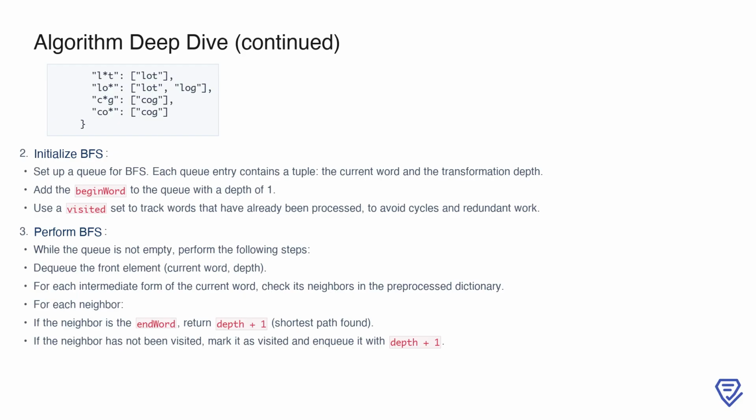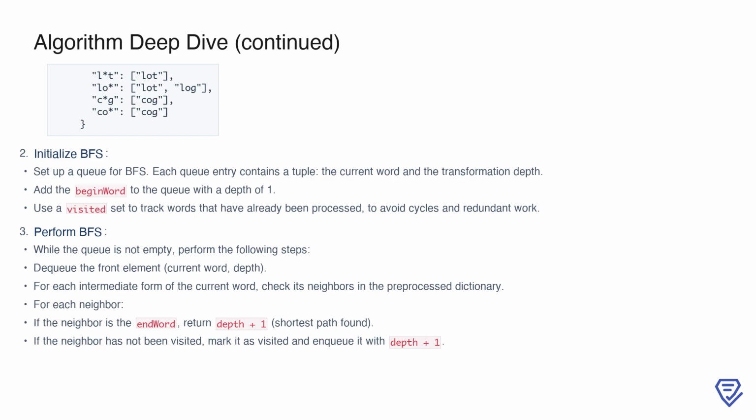Additionally, we maintain a visited set to track words that have already been processed. This prevents cycles in the graph and eliminates redundant work, ensuring that each word is visited only once. With these preparations in place, we proceed to perform BFS.